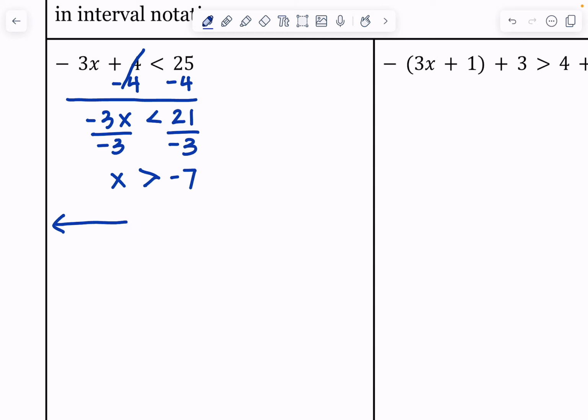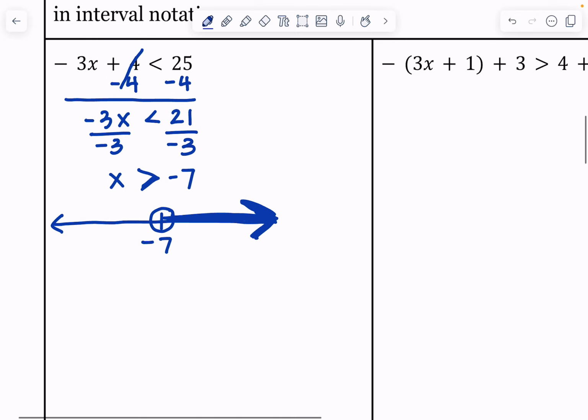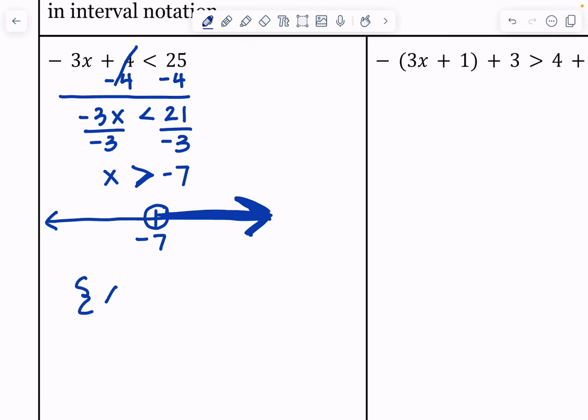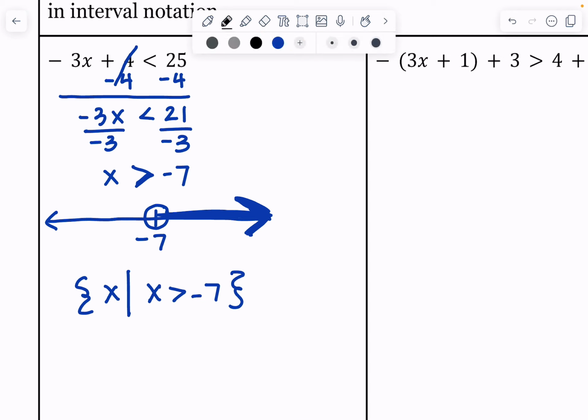And so when we graph this on a number line, because it is just a greater than and there's no or equal to, we're going to graph that with an open circle. And the numbers are greater than negative 7 to the right, so we would shade to the right. For set notation, it's simply going to be x such that x is greater than negative 7. I'm going to write that here in a different color just so we remember what that means. This symbol right here is called such that.